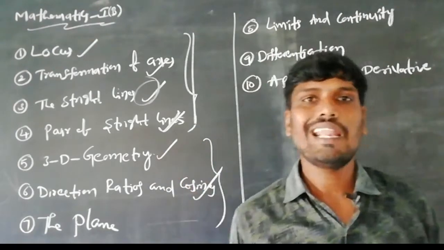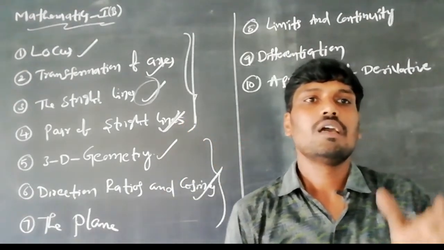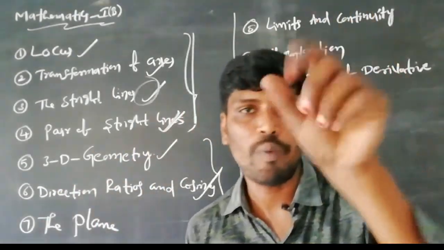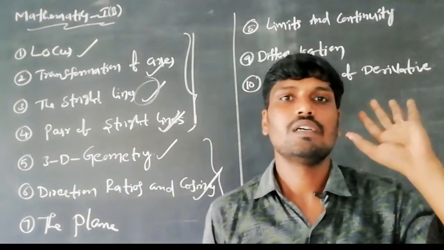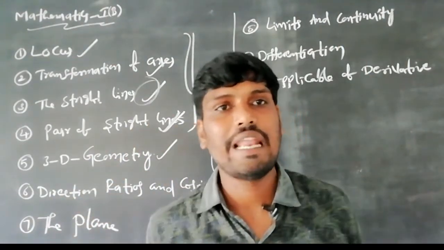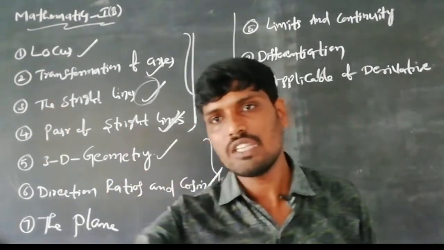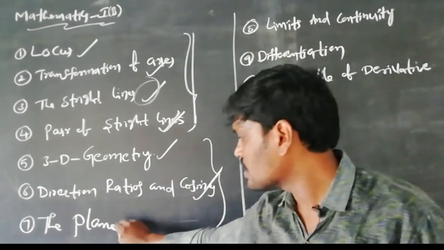Next one is direction ratios and cosines. Especially in direction cosines and ratios, find the direction ratios by using 2 points, find the direction cosines by using direction ratios, and the relation between direction ratios and direction cosines. This type of problems is very important. If 2 direction ratios are mutually perpendicular, then find k. That is also important.